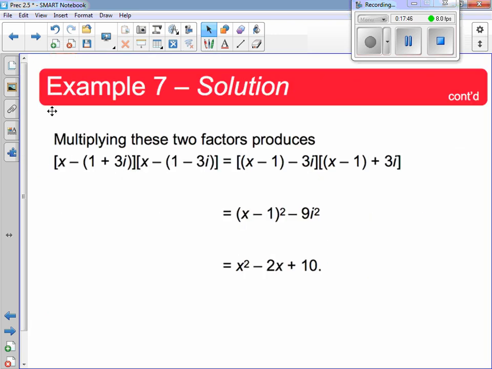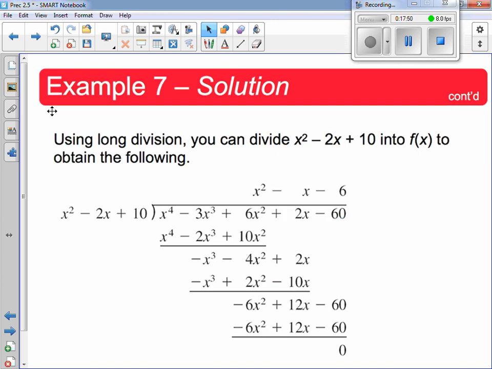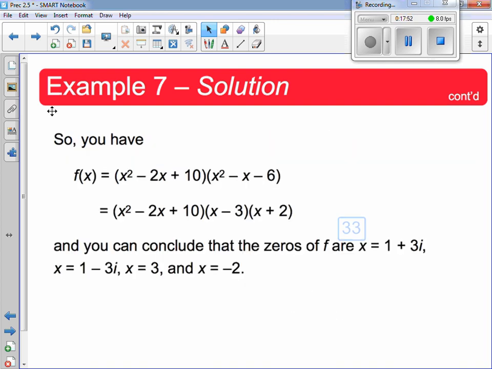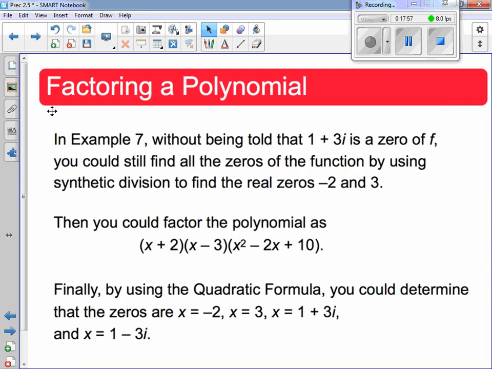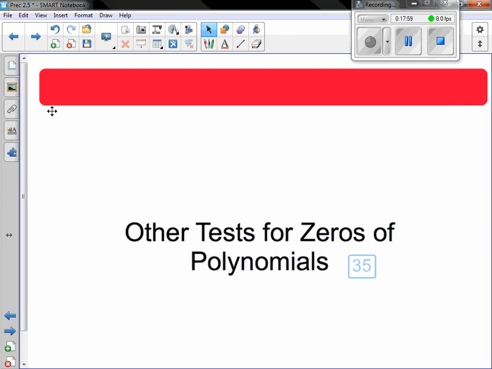Our solutions. So they did the same thing. We multiplied them together, used long division, got this. Here, that one factors, and we're done. You could have plugged it into the quadratic formula. Questions on this here?